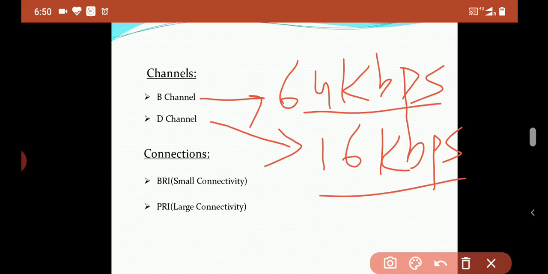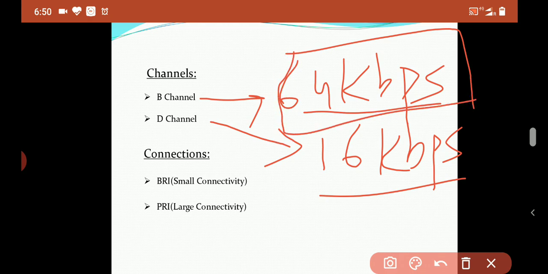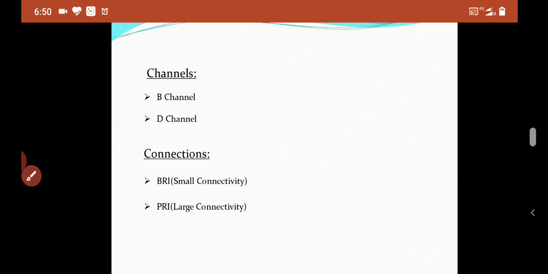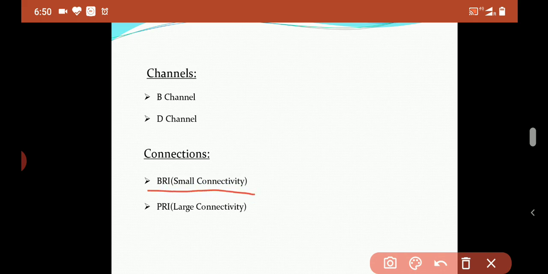So these two are important points. Basically, 64 kbps corresponds to the B channel, and 16 kbps corresponds to the D channel. Another important thing is the BRI connection. BRI, as I told you, is the basic rate interface. The ISDN basic rate interface services offer two B channels and one D channel.